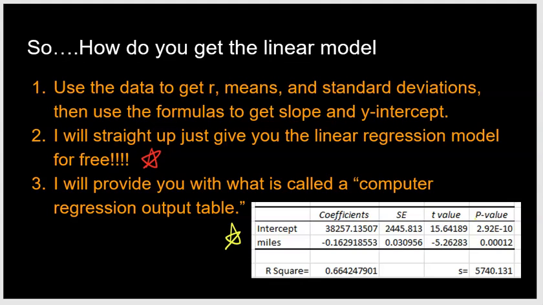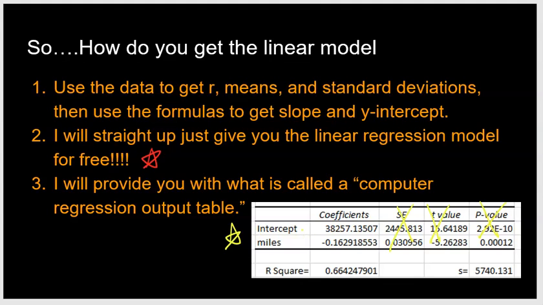So first off, right now, we do not need the p-value, we do not need the t-value, we do not need the standard error. Those will come back at the very, very end of the year, way back in unit 9, but not right now. The main things we need are the coefficients, right? The coefficients are the slope and the y-intercept. That's what we need, and they are perfectly here.